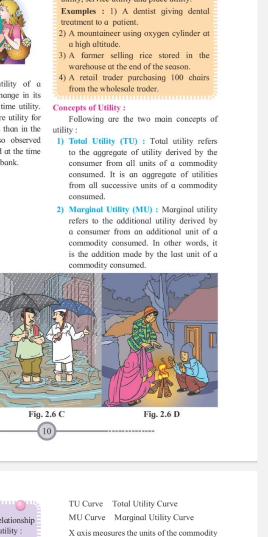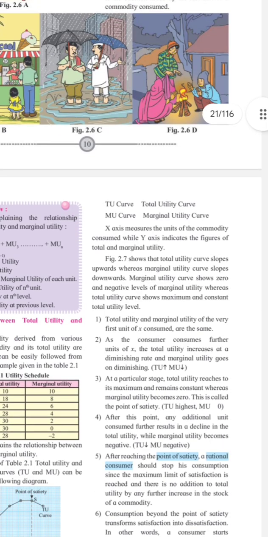Now next is marginal utility. Marginal means the extra. So marginal utility means the additional utility obtained from consuming one more unit. The proper definition is marginal utility refers to the additional utility derived from one additional unit of a commodity. You can see the total utility is 100. We consumed one more commodity, so it becomes 101. So 1 is the marginal utility, that is extra added.